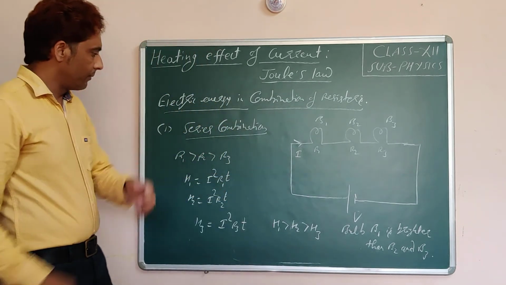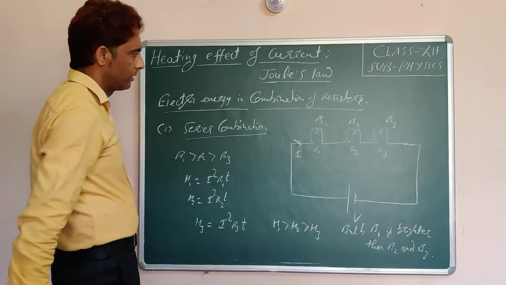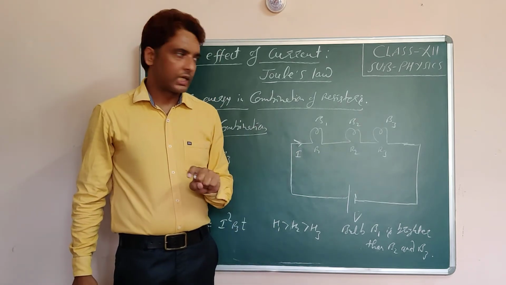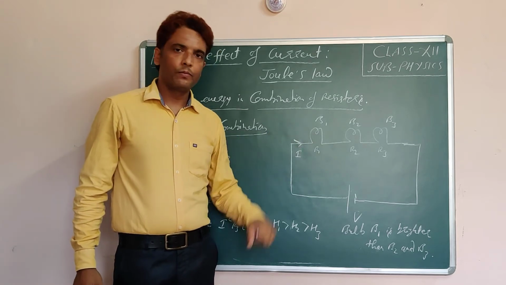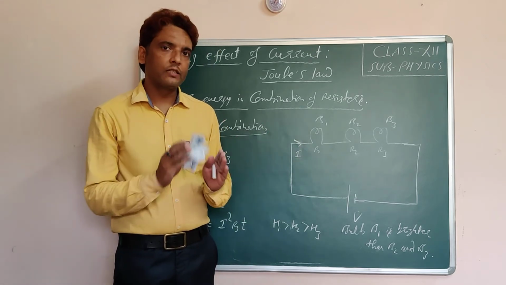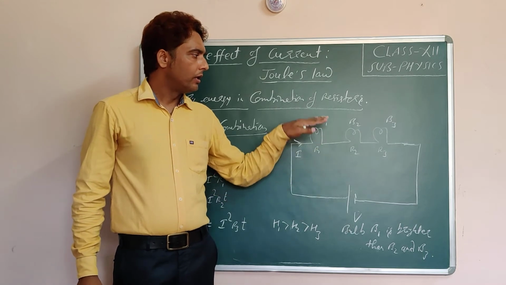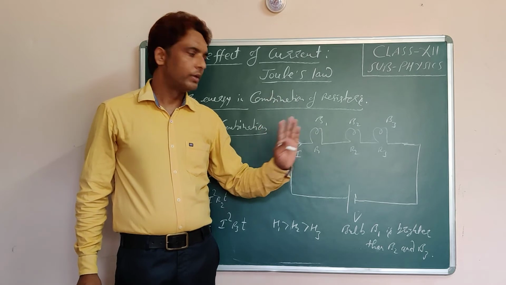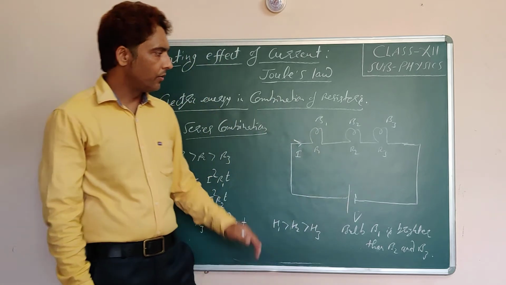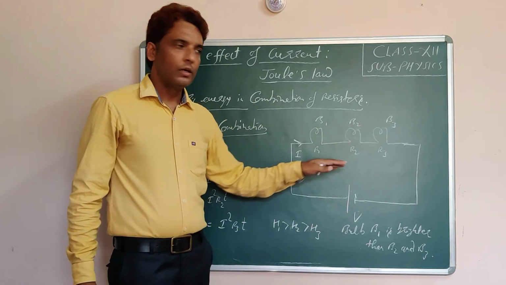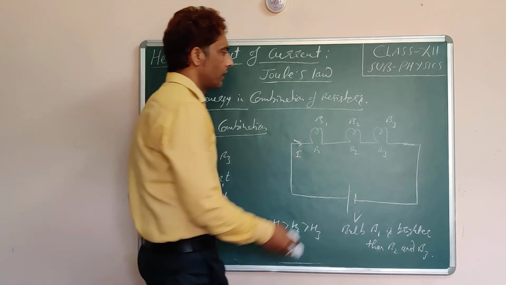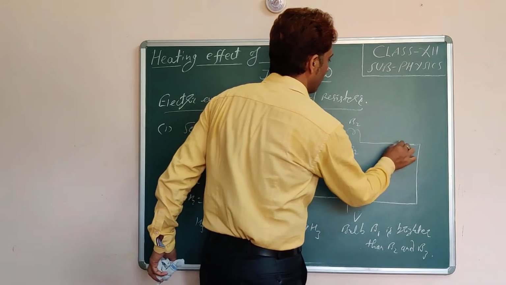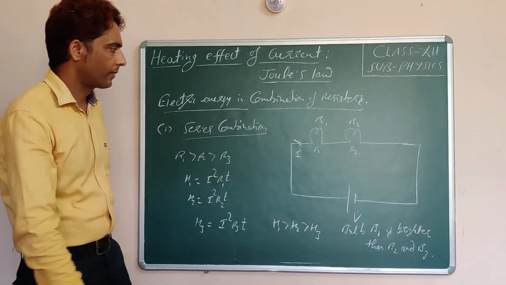Now one more question can be asked from this combination. If you are asked that if I remove one bulb, how the whole brightness will be affected? For example, if these three bulbs are connected in some room in series combination, and out of these three one bulb is removed, for example I remove this bulb V3, then how will the brightness be affected?